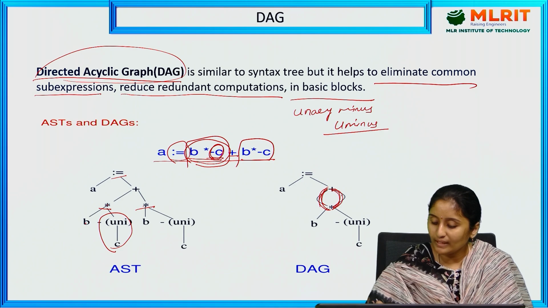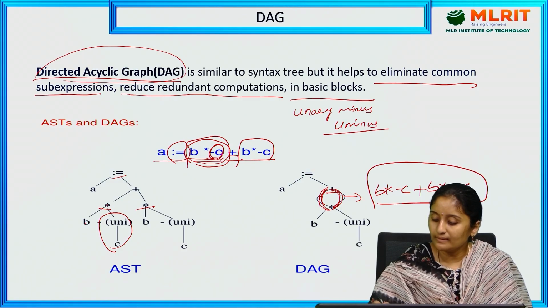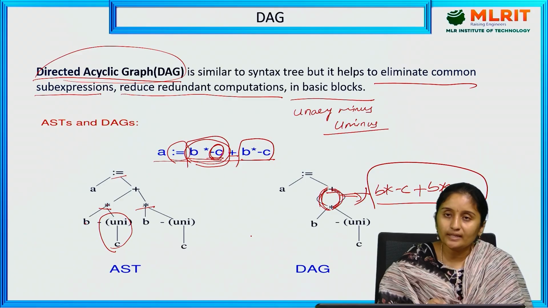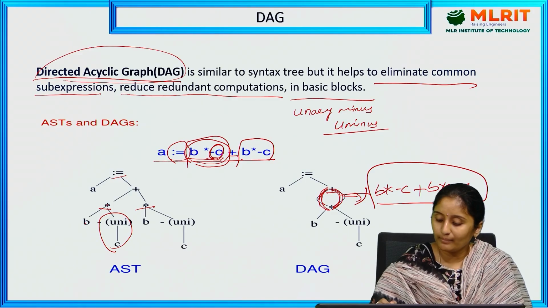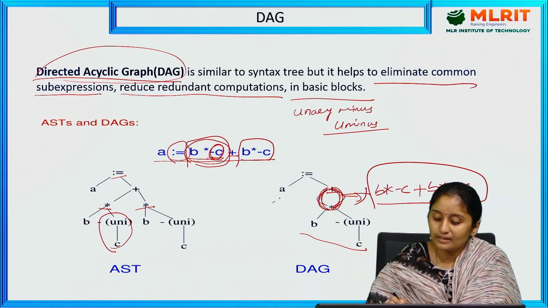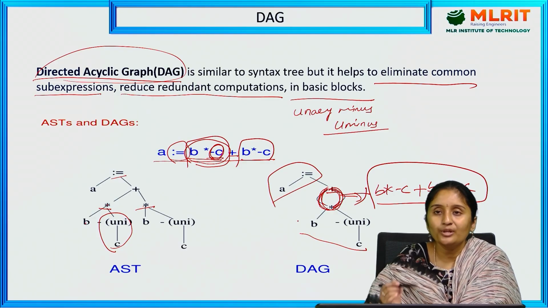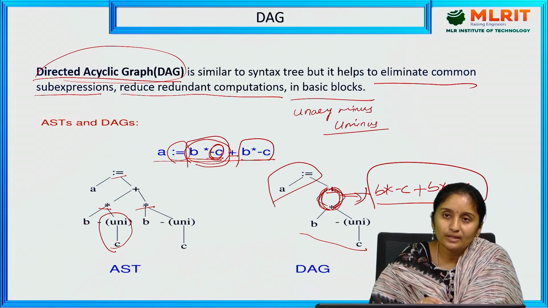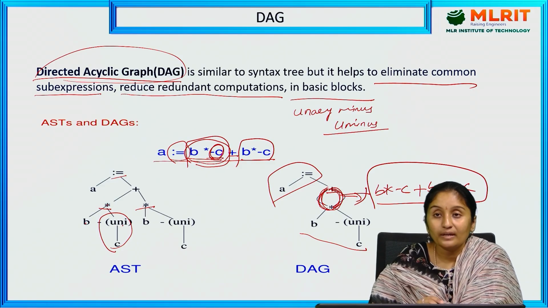So what it does is, first it reads B into minus C plus B into minus C, and these operations are done by this node. Instead of writing it two times, I write it only one time and use it twice. It is going to be computed and the result is stored here. By doing this, we are going to optimize the code. Instead of writing two times, we reduce the graph or tree. So that is nothing but a directed acyclic graph.